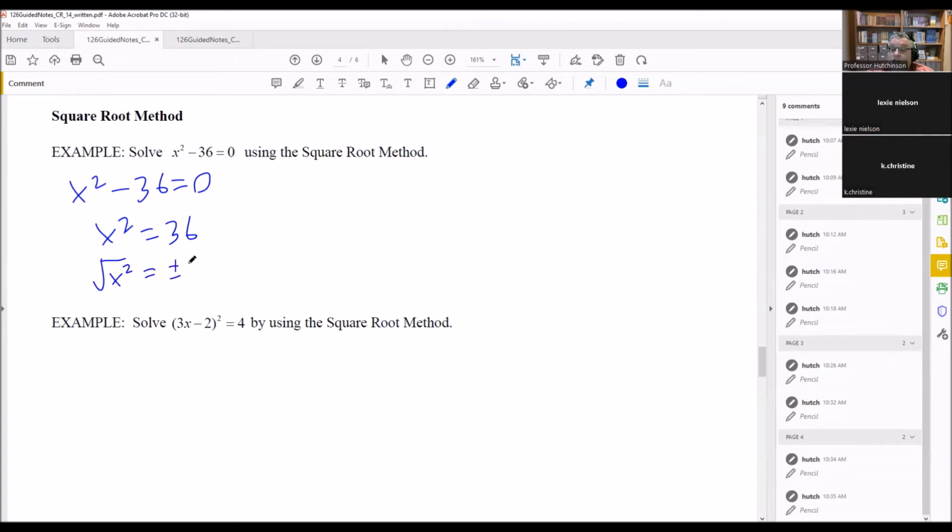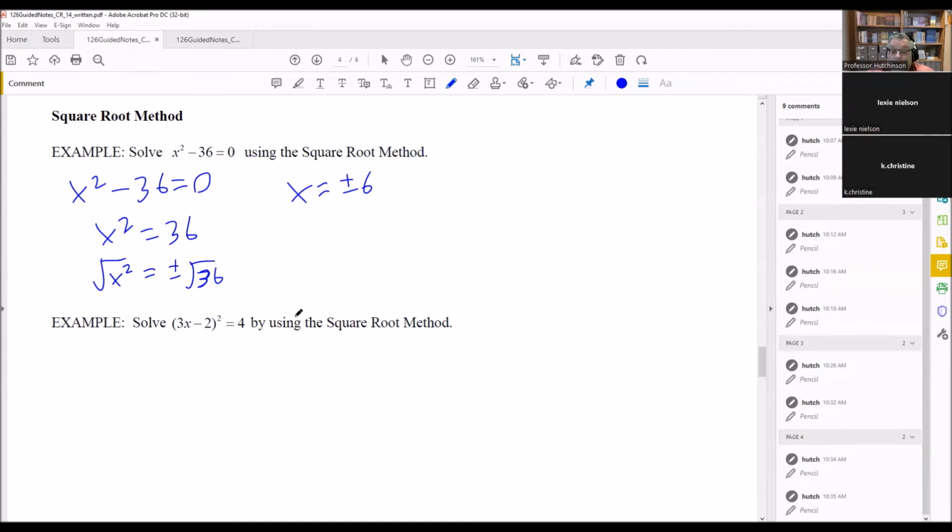Now remember, when you take the square root of both sides, you have to put plus or minus, because a negative number squared and a positive number squared will get you the same number. That's why we have to consider the positive and the negative. When you take the square root of both sides, we get plus or minus 6, since the square root of 36 is 6. So that's your answer: plus 6 and minus 6. If I take 6 squared, I get 36. If I take negative 6 and square it, I also get 36. That's why we get two answers here.